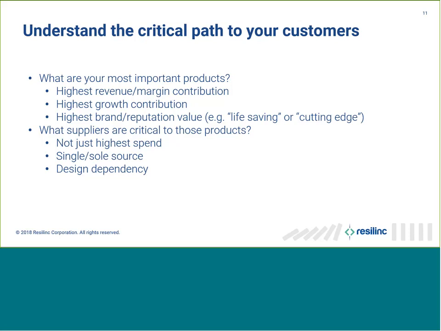And then understanding what suppliers are critical. So again, we talked about not just highest spend, but what are your single or sole source products, and what are the design dependency products that even if they're multiple source, maybe there's only 2 people in the world to provide them. What are those things that are really key to my product and the critical path in getting that product to my customer, and how can I focus in on the capacity of those suppliers to make sure that I'm protecting what's most important to me.